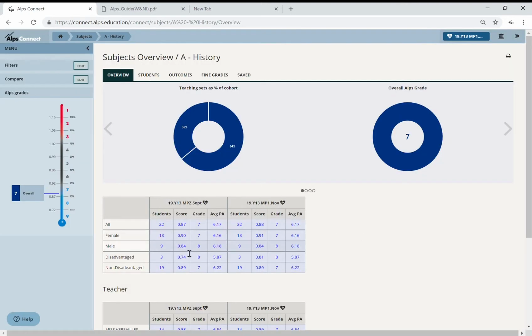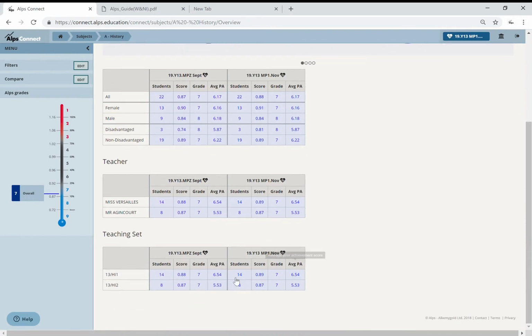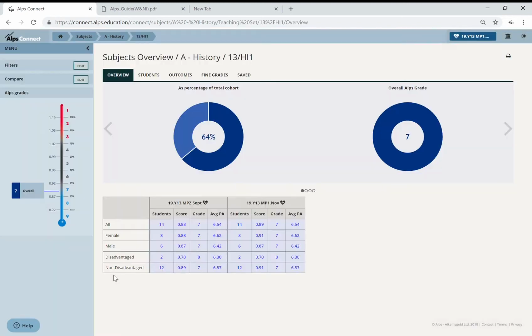So this is my gap analysis, but what I'm interested in is my teaching sets at this point in time. So here they are. There's 2 of them, and let's say I am the teacher of set 1 there, group 1, and I am Miss Versailles. So I've got grade 7 on my teaching set, so I want to have a little look at that. So here we are in my teaching set. I've got my gap analysis here. There are no gaps. They're equally as low in terms of progress.